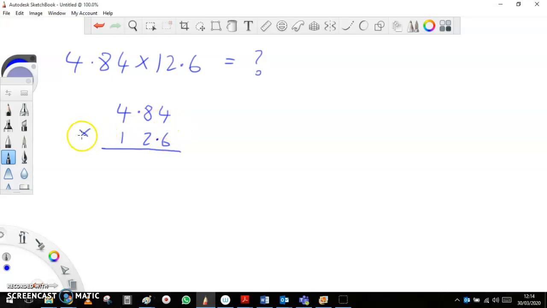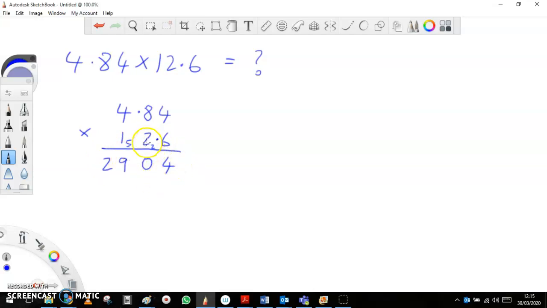So that's a multiplication there. We're going to ignore the decimal points until the end. So ignore the decimal points. 6 fours is 24. Down to 4 and carry the 2. 6 eights is 48 and 2 is 50. Down to 0 and carry the 5. 6 fours is 24 and 5. 24 and 5 is what? 29. So that goes there.